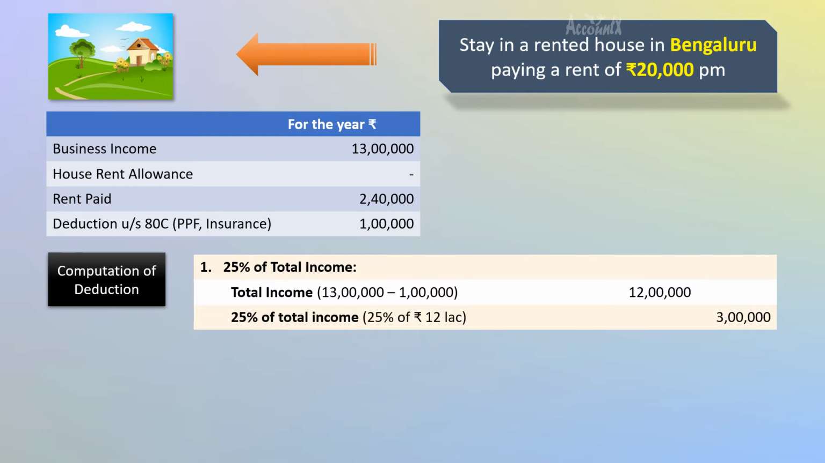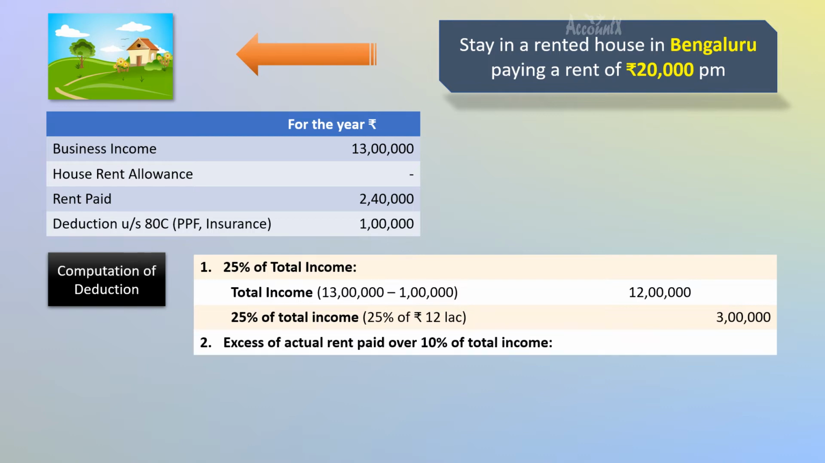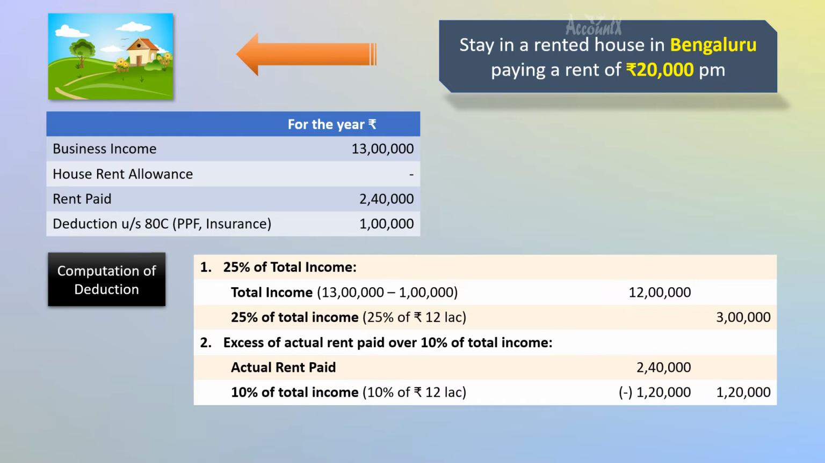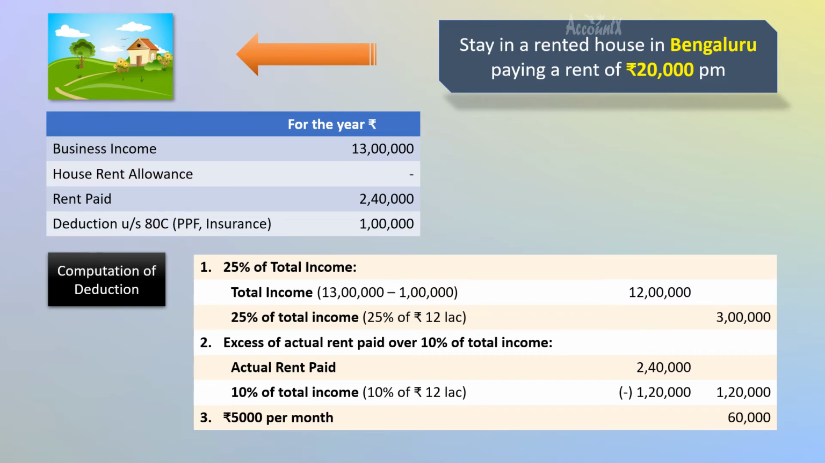And 25% of this total income, that is 25% of 12 lakh, is 3 lakh. Then second, excess of actual rent paid over 10% of total income. Here actual rent paid is 2.4 lakh and 10% of total income, that is 10% of 12 lakh, is 1.2 lakh. So the difference between the two is 1.2 lakh. And third is 5,000 per month. So for the year it is 60,000.